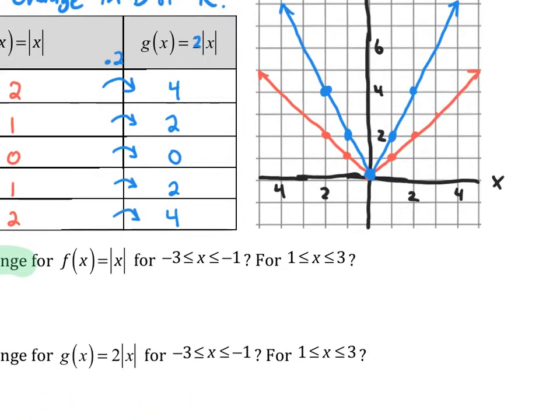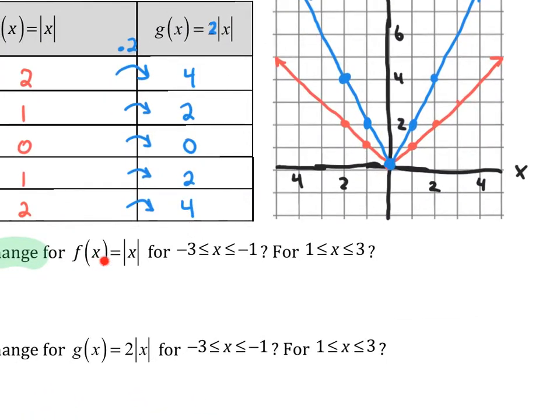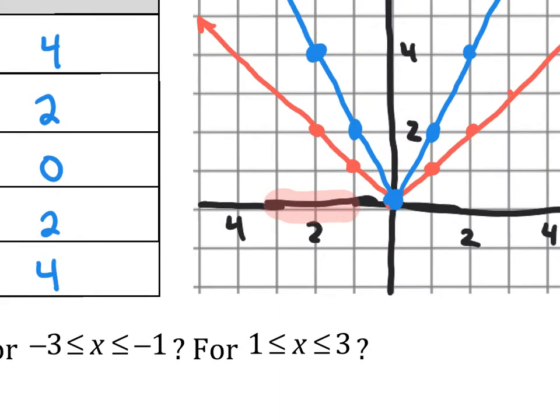So we're going to look at the parent function, that is f of x equals absolute value of x. So this is the red line right here. And we want to know what is the rate of change between -3 and -1. So from here to here, what's the rate of change? So that's what we're analyzing. So let's see here. This rate of change right here. So all we really need to do is just figure out what our slope is, count our slope.